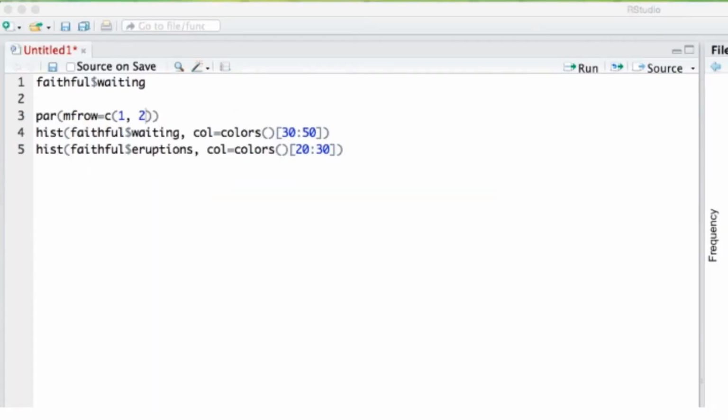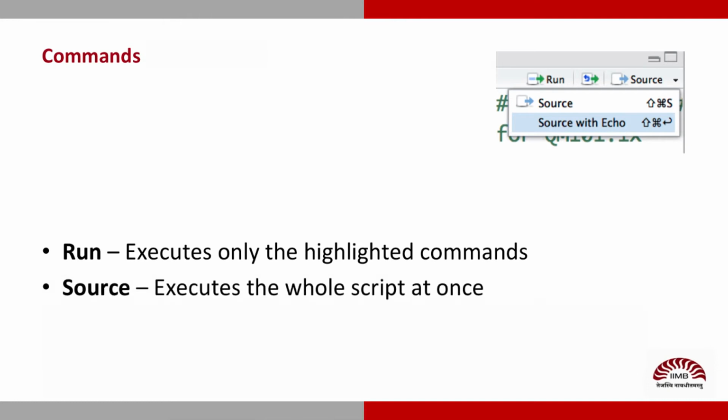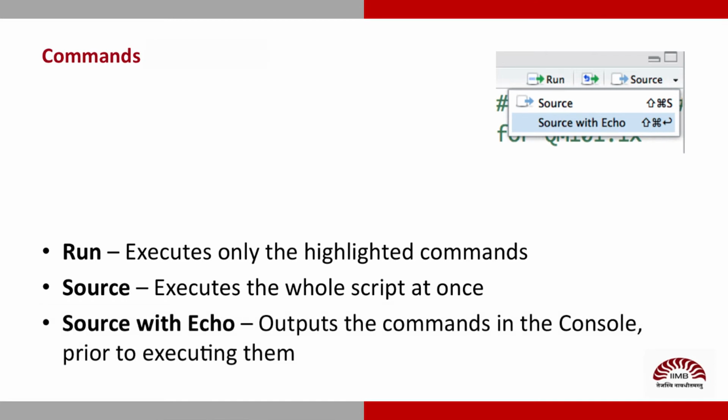There are two main buttons on the source pane. One is run and one is source. Run allows you to execute just the commands that you've highlighted, whereas the source button runs the script in one go, which is what we used. Source with echo is a setting which puts out everything it is doing on the console. Notice that any text output goes to the console window, whereas the graphical output, you guessed it, goes to the plot window.